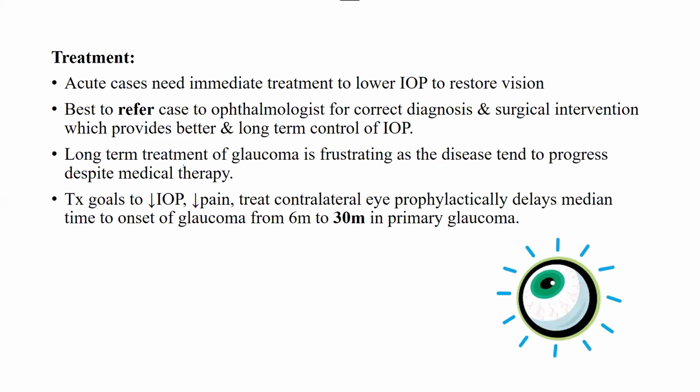Okay, now the most important part is the treatment of this disease. Talking about treatment, acute cases need immediate treatment to lower IOP and to restore the vision. Because we know in the initial stages we can save the vision, as the animal is not blind. So we have to do the emergency treatment and lower the IOP. For that, the best is to refer the case to an ophthalmologist for correct diagnosis and surgical intervention, which provides better long-term control of the IOP. So this is a very important thing.